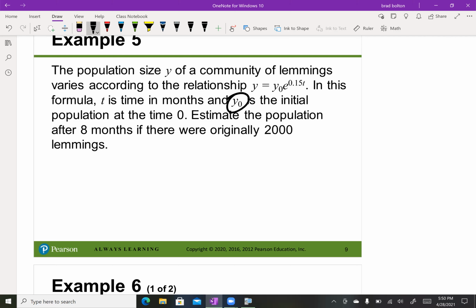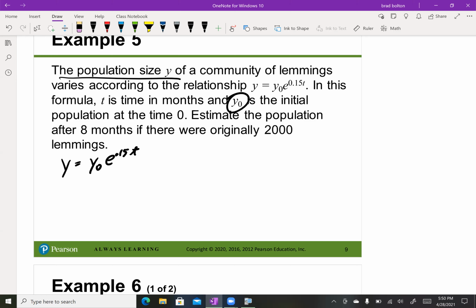So what I'm going to do is write down the formula. y equals y sub 0 e to the 0.15 t. So they're giving us this formula, and they're telling us that the population size y of a community of lemmings varies according to this relationship. So they're telling us this is the formula that can allow us to determine how many lemmings there are. Okay, so they gave us the formula, and now it's our job to plug in what we know.